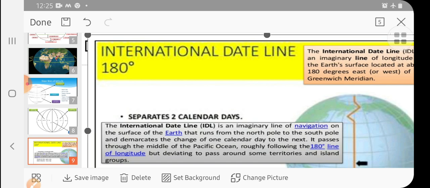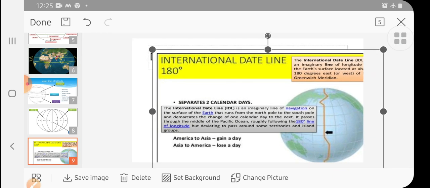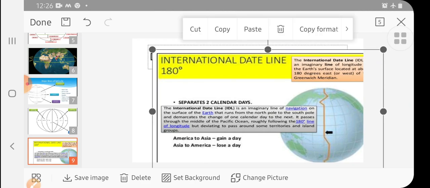How it is, I tell you: it passes through the middle of the Pacific Ocean, roughly following the 180 line of longitude, but deviating to pass around some territories and island groups. As you see, the line is zigzag wherever some islands are there. It is not crossing them; it only runs through the specific ocean. So how it divides the calendar, we can understand.